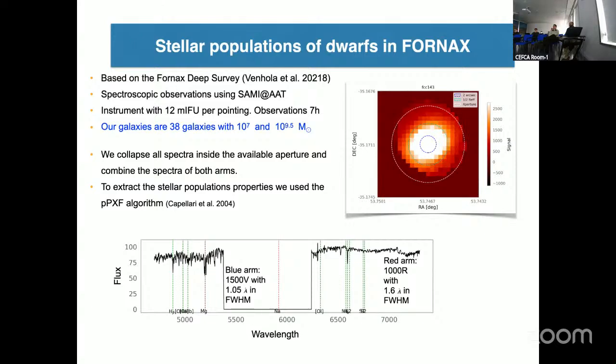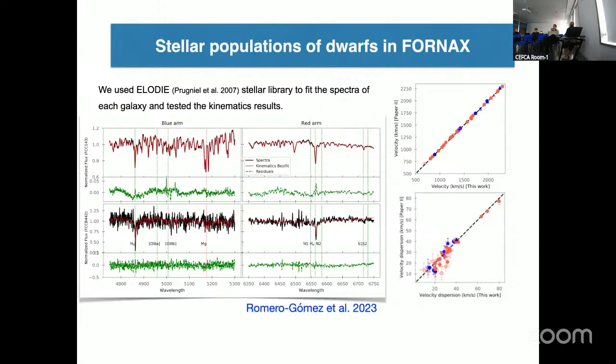So first, using LOD, we did the kinematics of the galaxies. And here I show you two galaxies. This is a galaxy with a very high signal to noise, and you see in red the fitted spectra, and in black the observed spectra, in the blue and in the red arm. And this is the galaxy with the lowest signal to noise.